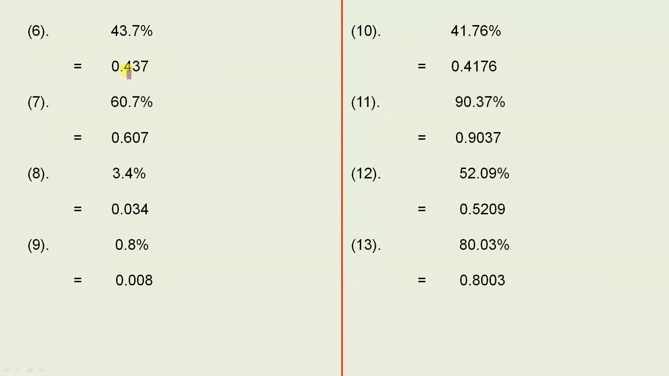43.7% becomes 0.437. 60.7%, that's the answer. 3.4%, notice how we insert the 0 to end up with that answer. Similar here, 0.8%. We have to insert 2 zeros because the decimal point is there. So you go 1, 2, and that's why we insert 2 zeros to give us that answer.